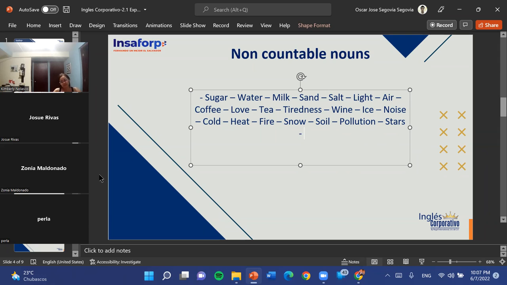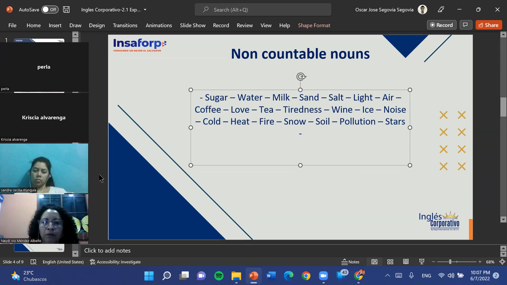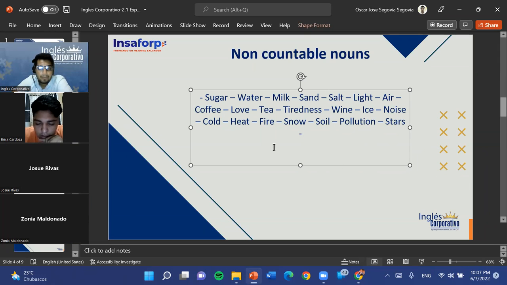Okay, one last one. Vamos a tomar uno, el último nada más y nos vamos. Teacher. How about the letters? Letters. No, letters are individualized. Cada una de ellas tiene su forma y cada una tiene su significado. Así que las letras sí son countables. Yes.